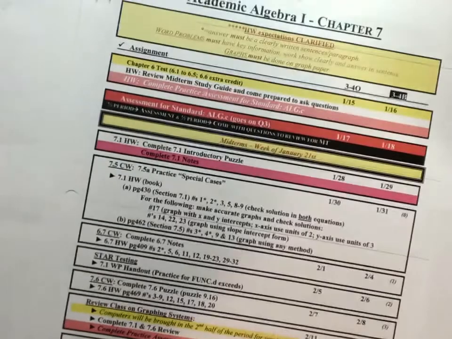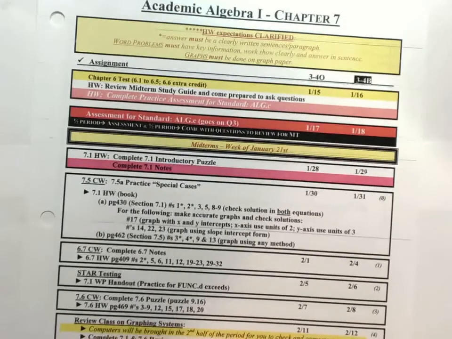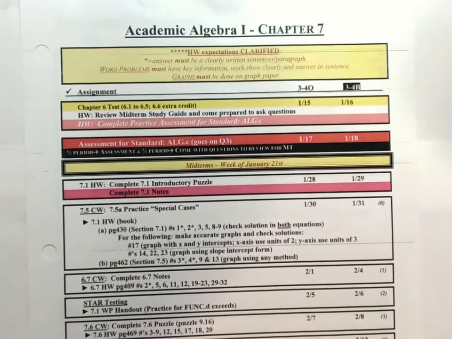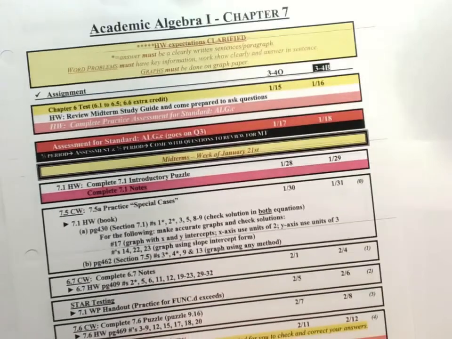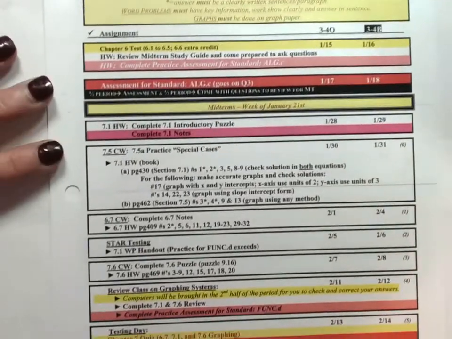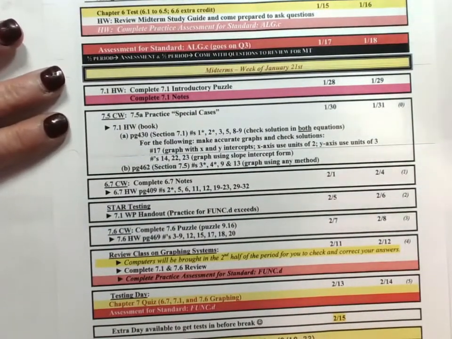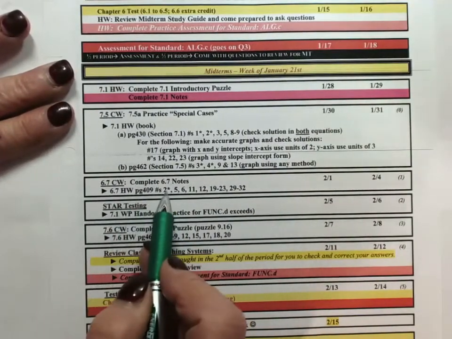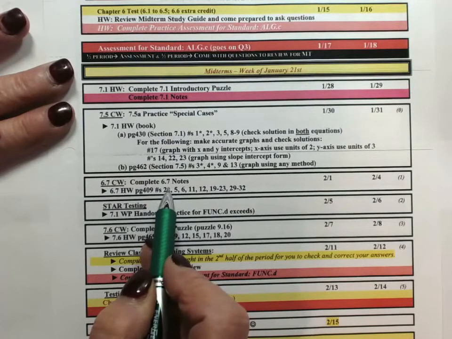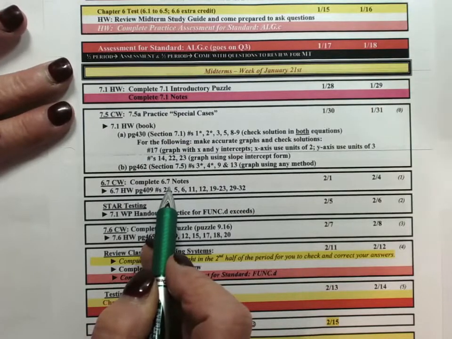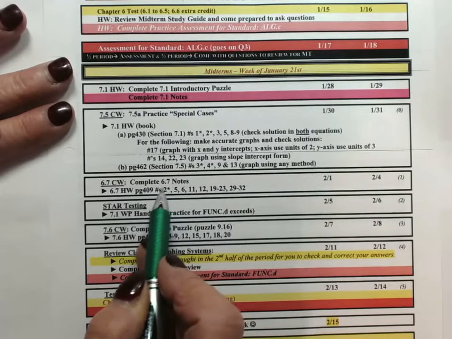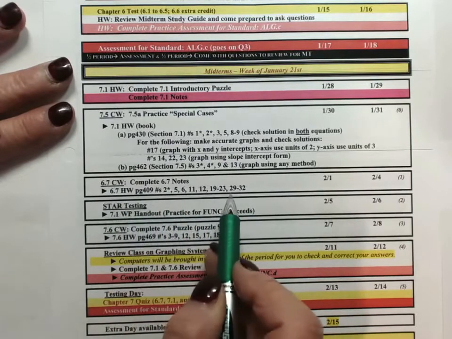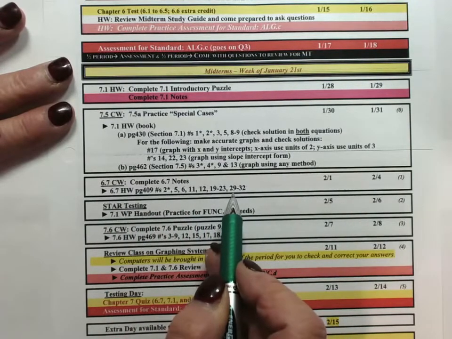So let's take a moment to look at your Chapter 7 assignment page. And your homework tonight is to complete these notes. The back page has several problems that you have to do. And to do this assignment, you'll need graph paper.